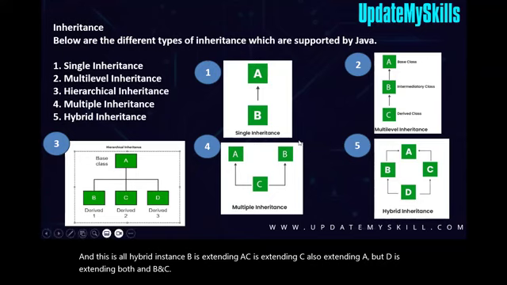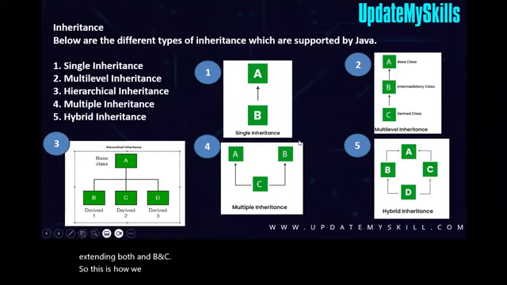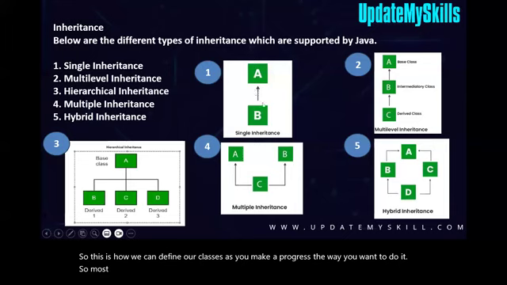So this is how we can define our classes, as you make progress, the way you want to do it. Most likely we have shown the A and B example in the past. We can create A, B, C also. One example: create a class A, a class B, and a class C. C can extend B, and B can extend A.